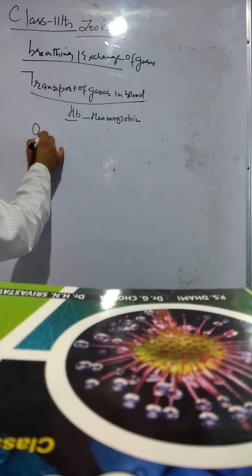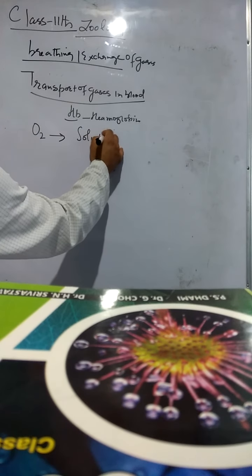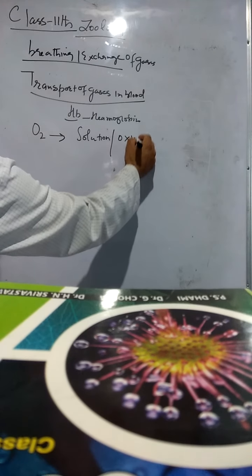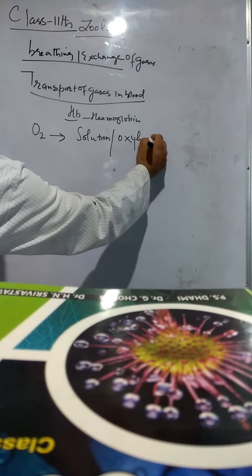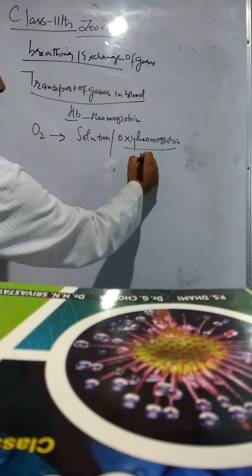So far as the transport of oxygen is concerned, oxygen is transported in two forms in human blood. Firstly in the form of solution, and second in the form of combination with hemoglobin that forms oxyhemoglobin. The hemoglobin combines with the oxygen to form oxyhemoglobin. But oxygen is also transported through the solution form.